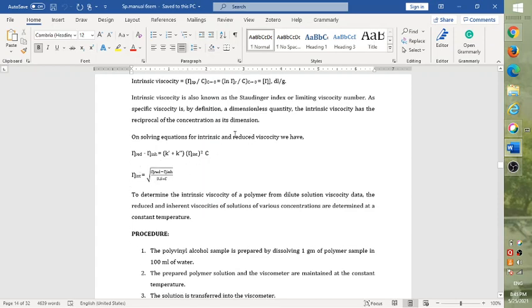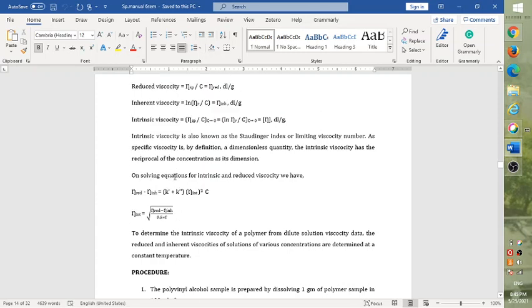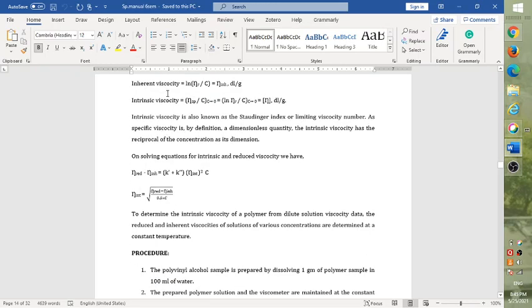On solving the equation for intrinsic and reduced viscosity, we have this: intrinsic viscosity is equal to the square root of 2 times (reduced viscosity minus inherent viscosity) upon 0.5 C into C. Don't get confused between this: η inh is inherent viscosity and η int is intrinsic viscosity.